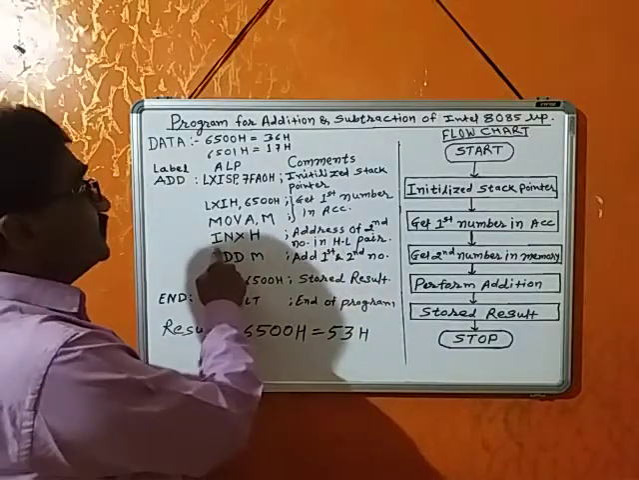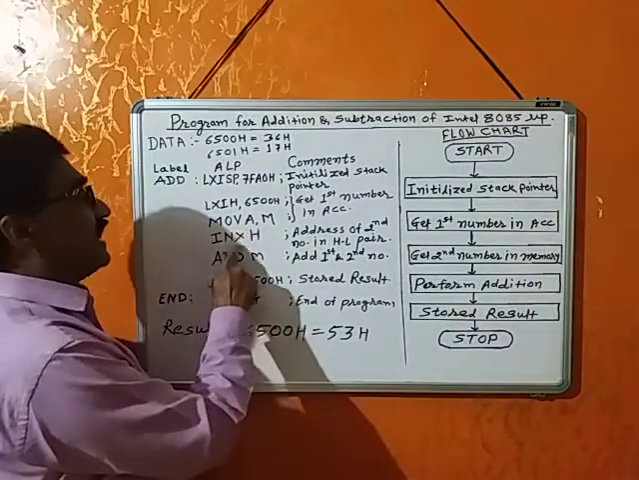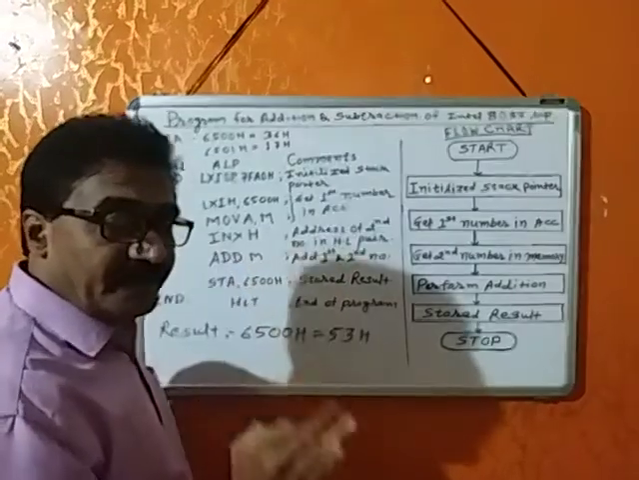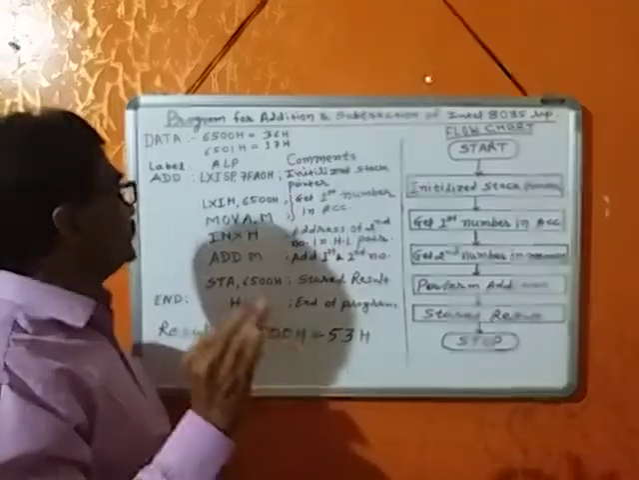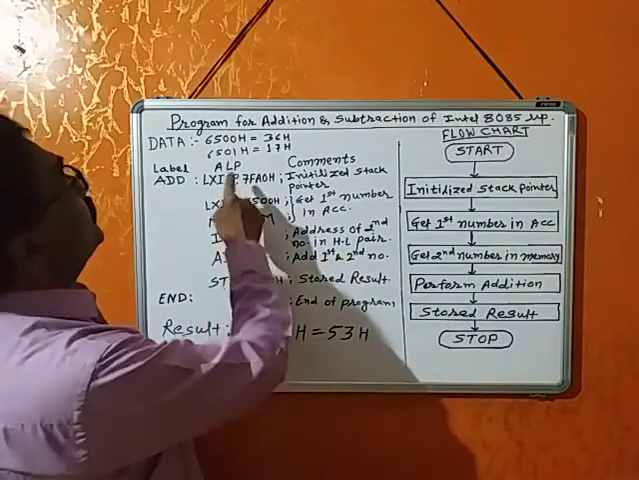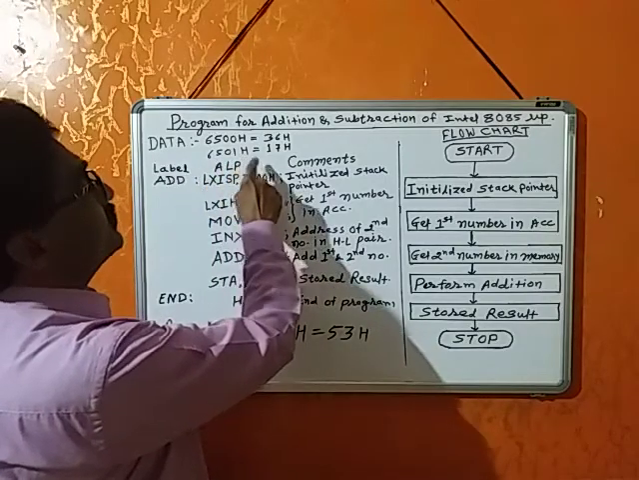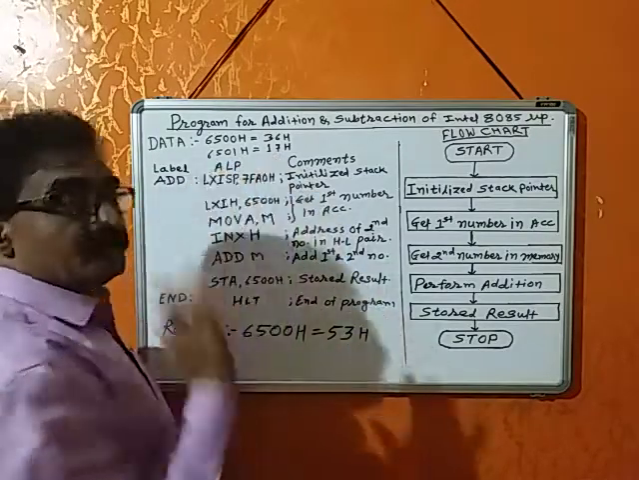Then increment the content of the HL pair by 1. By this instruction INX H, the content of the HL pair is incremented by 1, meaning the HL pair points to 6501H, and here the second number is stored.